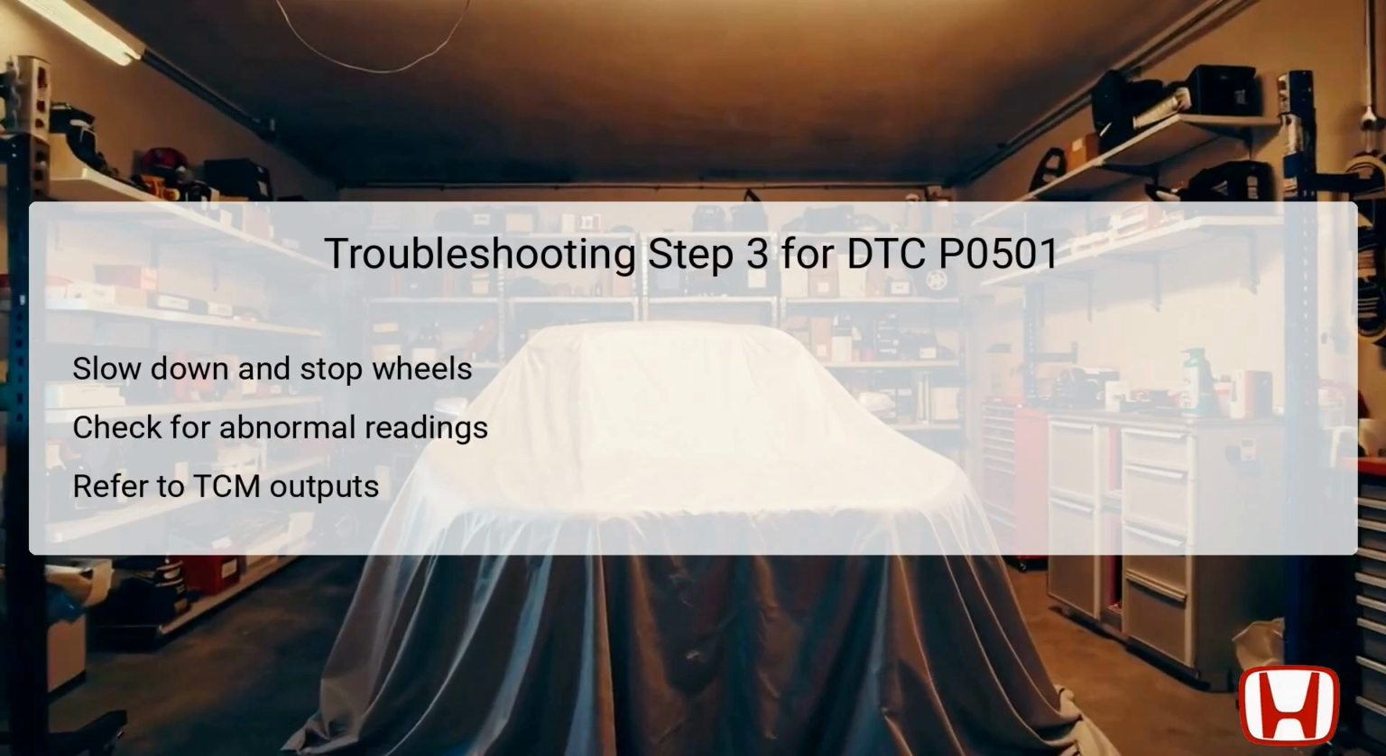In the third troubleshooting step for DTC P0501, the next action is to gradually slow down and bring the vehicle to a complete stop. This is necessary to analyze the TCM's response to changes in vehicle speed and to note any abnormal readings that may present during the testing phase.